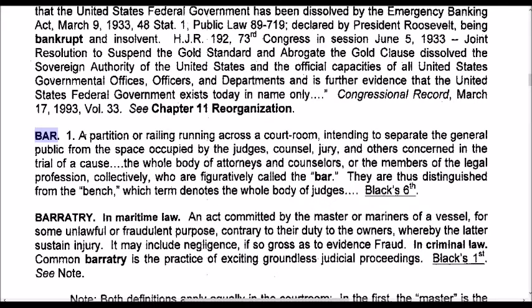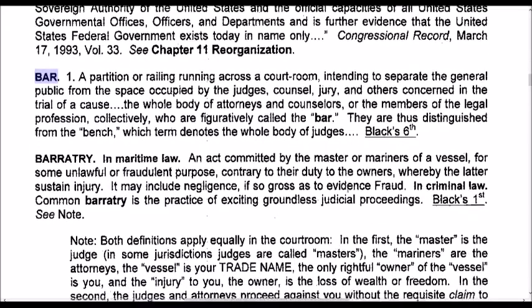Bar. First definition, a partition or railing running across a courtroom intending to separate the general public from the space occupied by the judges, counsel, jury, and others concerned in the trial of a cause. The whole body of attorneys and counselors, or the members of the legal profession collectively, who are figuratively called the bar. They are thus distinguished from the bench, which term denotes the whole body of judges. Black's 6th edition.